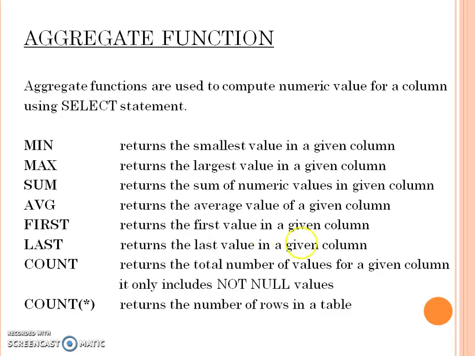But the thing to be considered for count is that it's only going to consider the not null values. It's not going to consider the null values. That means compulsorily the value should be there in the cell. Otherwise, if it is empty, it will not be counted as a record for a particular column. And count star returns the total number of rows a particular column has. It is going to include even your null values.